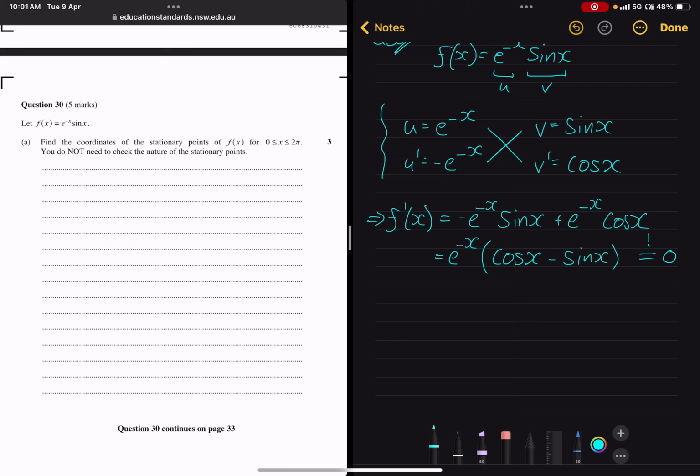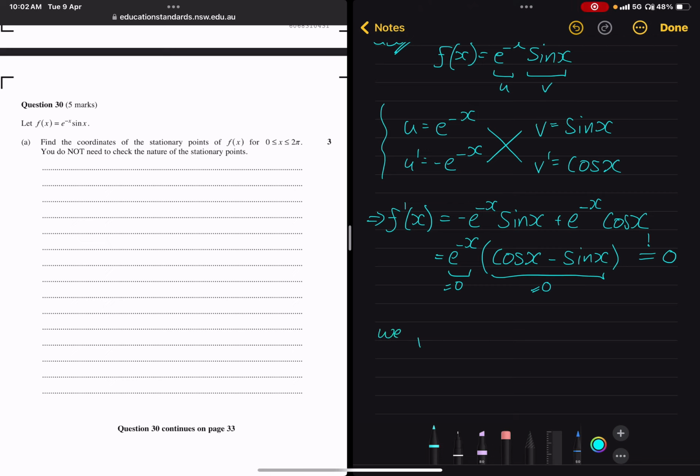Because of the way we factored this, either this is equal to 0 or this is equal to 0, right? For the product to be 0. But there's a problem here. e to the minus x cannot be equal to 0 because it is a negative tail exponential. It sits completely above the x-axis. So e to the x or e to the minus x are never equal to 0. And that means cosine x minus sine x must be equal to 0.